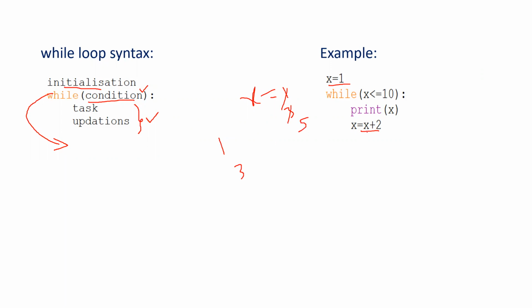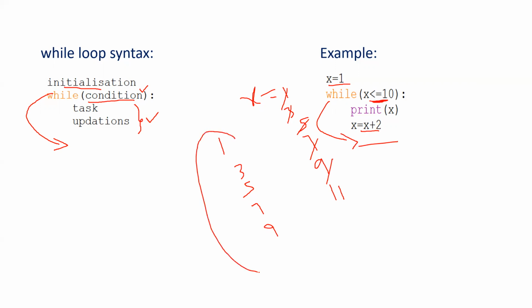And again, 5 less than or equal to 10, yes, then in that case, print 5 and again increment it. Now, 7 less than or equal to 10, yes, print 7 and increment to 9. 9 less than or equal to 10, yes, print 9 and again increment to 11. Now check the condition. 11 less than or equal to 10, the condition failed, which means the loop will stop and the control will be here, which means we will get the output as 1, 3, 5, 7 and 9.